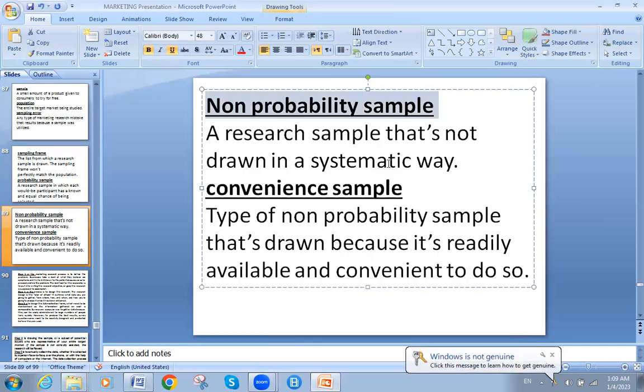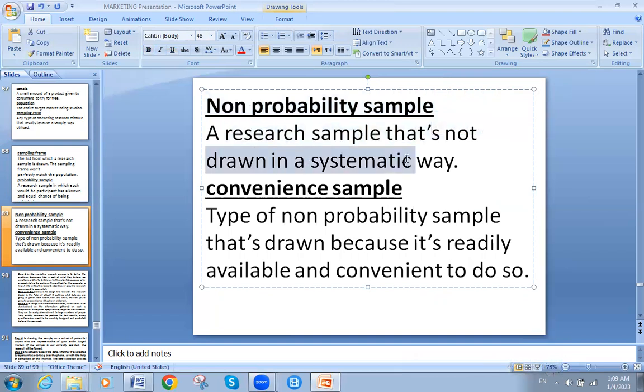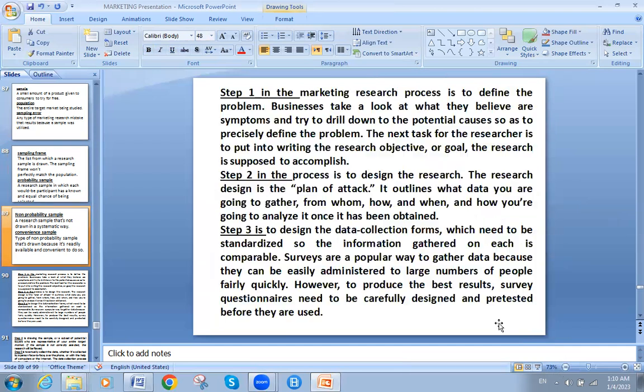We also have non-probability samples. The non-probability sample is a research sample that is not drawn in a systematic way, so we call it non-probability. We have the convenience sample, which is a type of non-probability sample that's drawn because it's already available and convenient for the researcher to do that. He can find it easier.